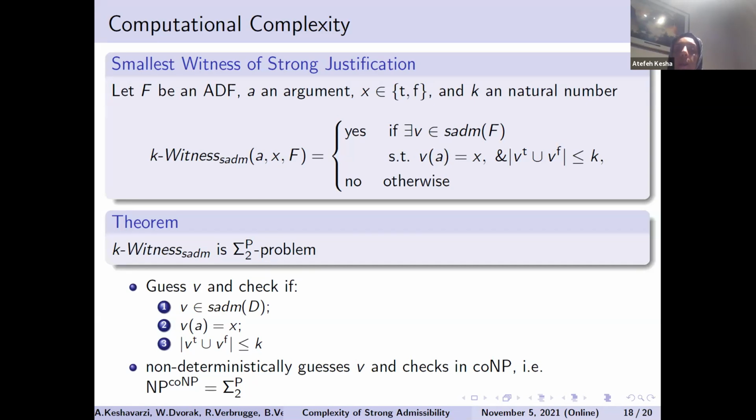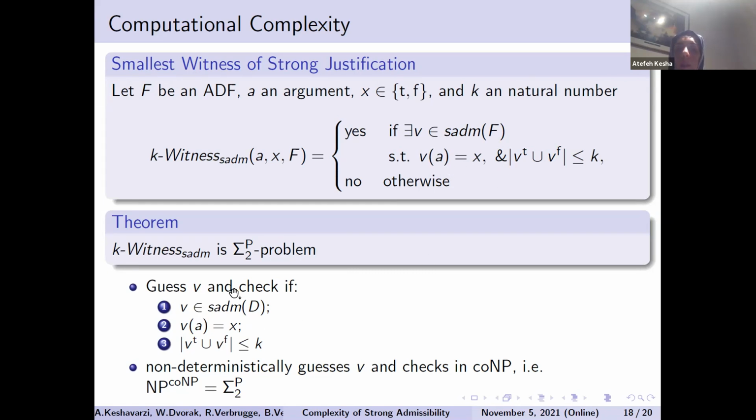We want to decide whether there exists a strongly admissible interpretation that satisfies the truth value of A and assigns at most k arguments to true or false. This decision problem constructs a kind of bound for the strong justification of argument A. We show that this problem is a sigma 2 problem. For this part, we guess an interpretation and we check whether it satisfies these three properties.